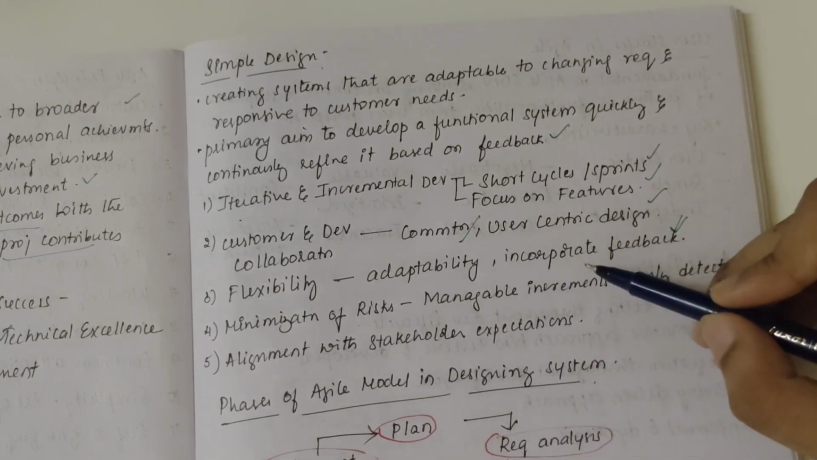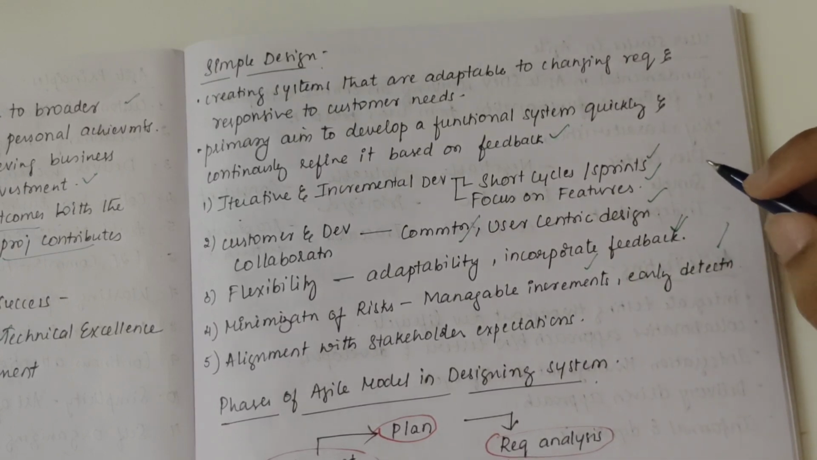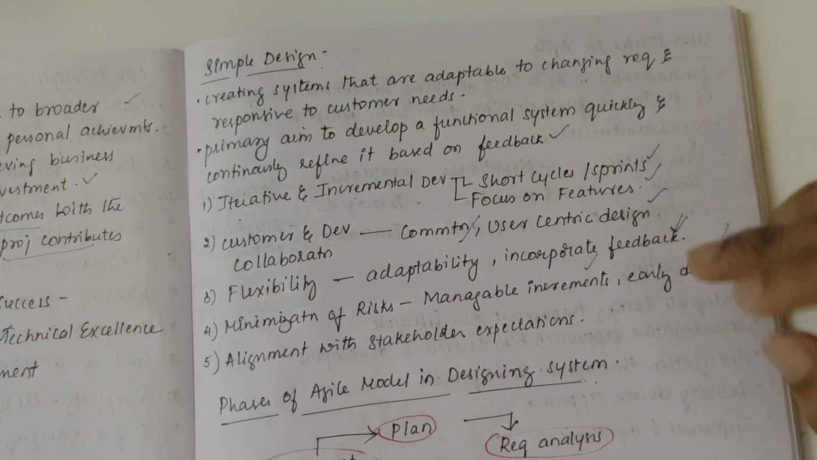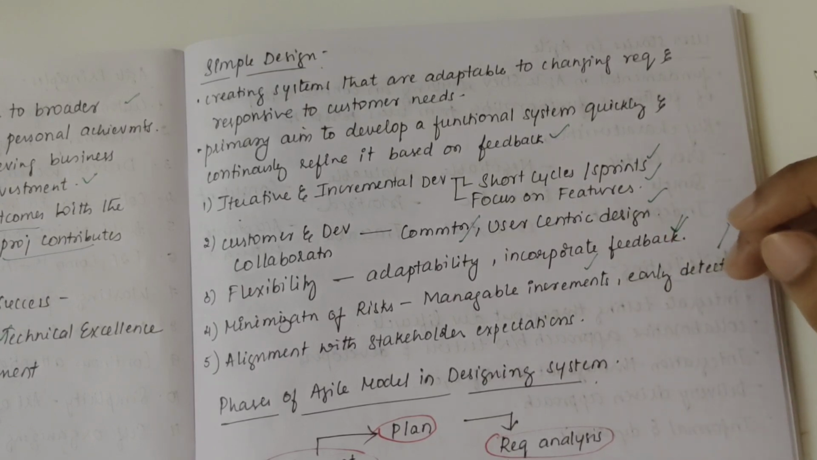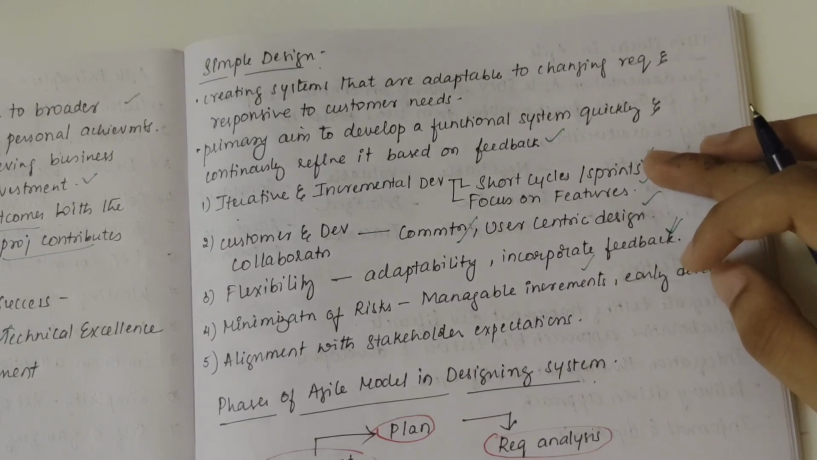Minimization of risk, manageable increments and early detection. So when we are evaluating the design or the requirements, at the initial stages only, whatever the changes have to be done, whatever risks are there are being identified. So later it becomes very easy for us to develop the code.